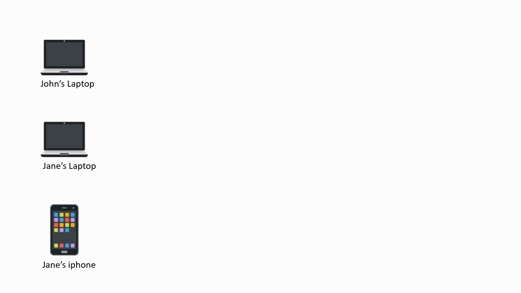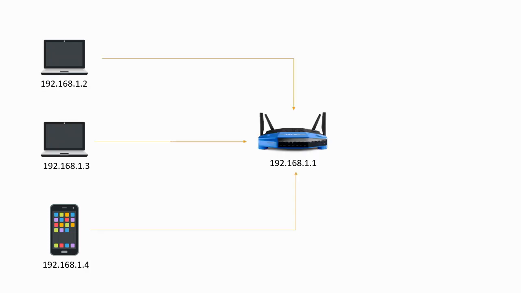We have John's laptop, we have Jane's laptop, and we have Jane's iPhone. All these three devices are connected to our home router. Our home router, in turn, assigns a private unique IP address to each of these devices. If we notice here, 192.168.1.2 is a private IP address. The IP address is local to our network. This is also called a local IP, and it is not visible outside our home network.